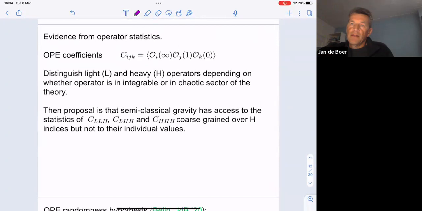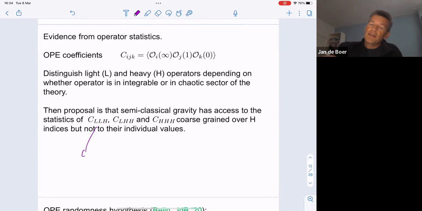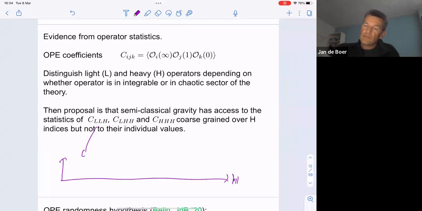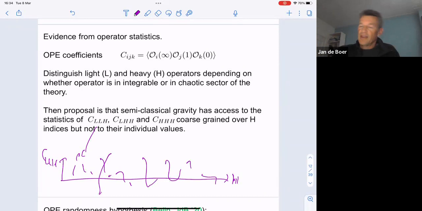Then the incarnation of what I was saying before is that semi-classical gravitational theories have access to the statistics of these OPE coefficients, coarse-grained over these heavy indices, but not to their individual values. So say this one here, if you plot it as a function of H, it will be some very erratic set of numbers. Using a gravitational description, you could compute maybe the average of this set of numbers, and maybe you can compute the average variance around this line, but you will never see the individual values. That doesn't mean that these individual values don't exist. You just simply have no access to them.